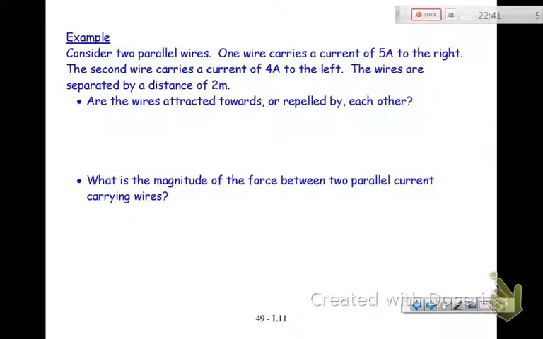Okay. Yeah. So consider two parallel wires. One wire carries a current of 5 amps to the right.